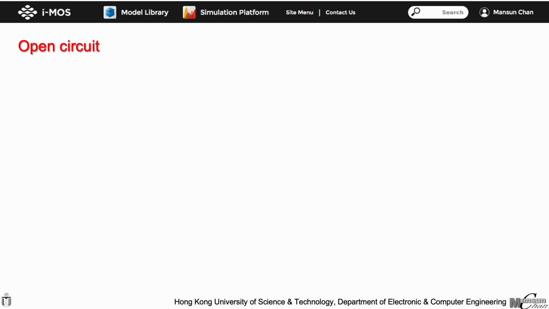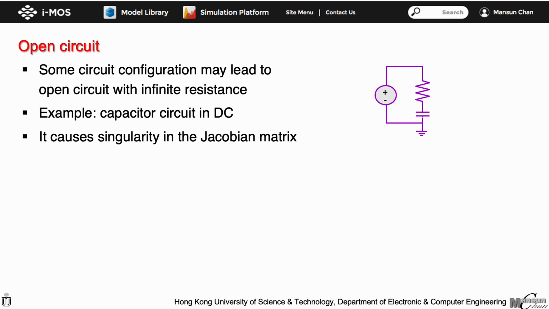For a linear matrix equation, it is possible to have no solution if the matrix is singular. It can happen when there is an open circuit. For example, the circuit on the right is perfectly valid, but the capacitor will cause an open circuit during DC simulations that will lead to a singular matrix.